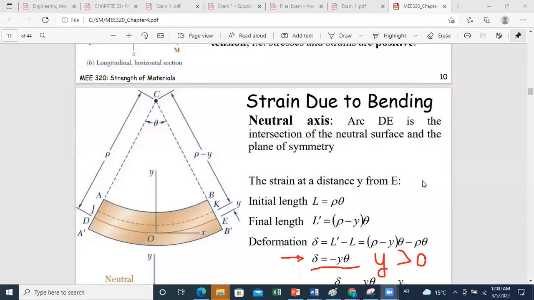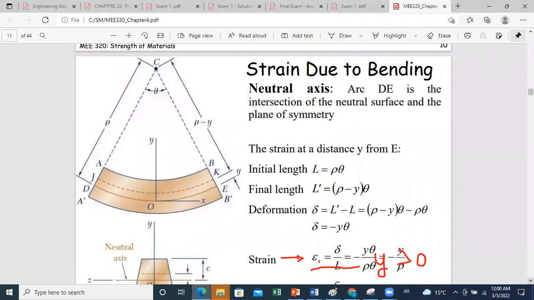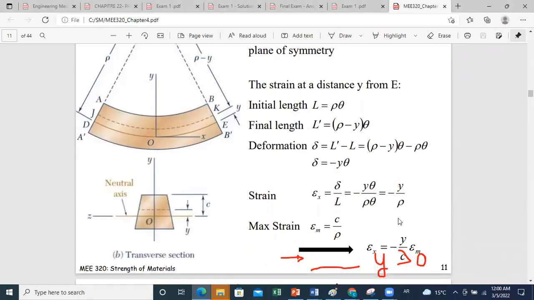Okay. Now, by definition, what is the strain along the x direction? The strain is defined as the deformation over the initial length. So the deformation expression is minus y theta, and the initial length is equal to the length at the neutral axis level, which is rho theta. So theta will be simplified, and we'll end up with the strain epsilon x equal to minus y over rho.